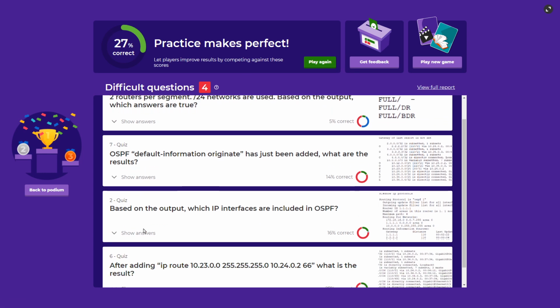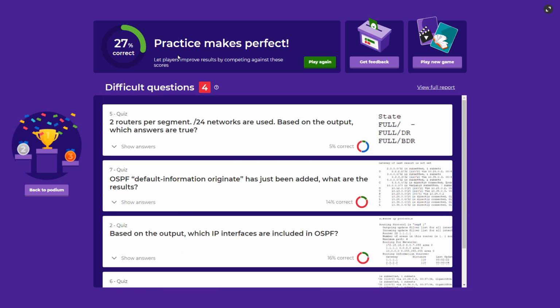All right, also, these are the toughest questions: Question 5, 7, 2, and 6. And overall, as a group, we got 27% of these questions correct. So a little room for opportunity for growth there.